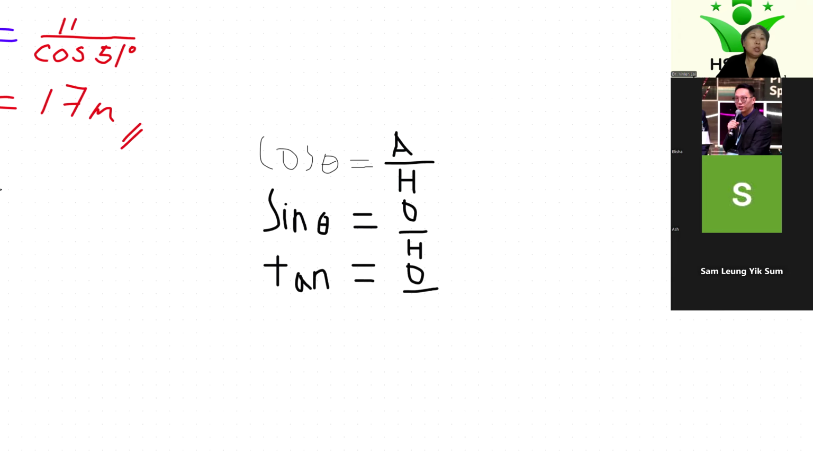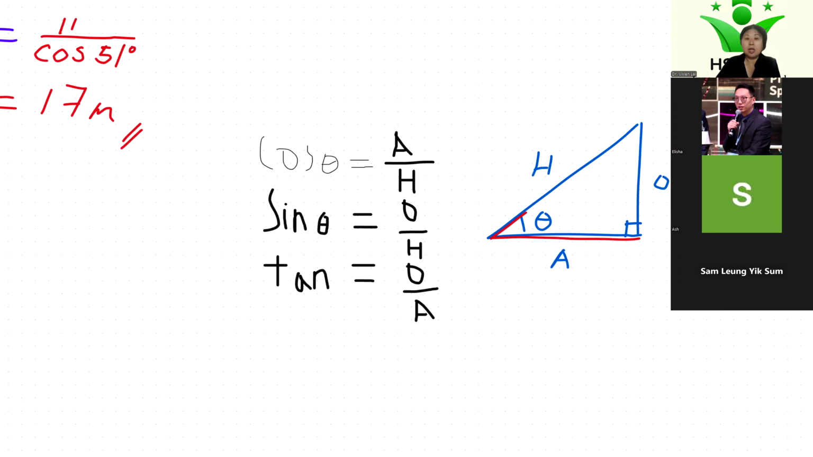Fantastic. You need to remember this in order to do the sine, cosine, tangent and memorize really quick. Let me explain to you one more time. This is the right angle. This is the theta. This is the A. This is the O. This is H. So cosine theta, it is here over here. So A over H, correct. And then sine theta is O over H.